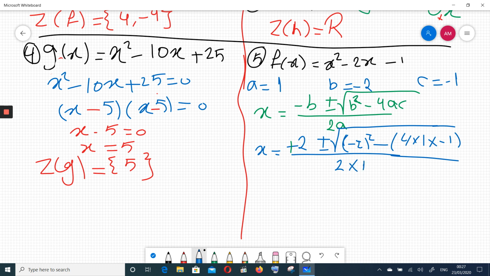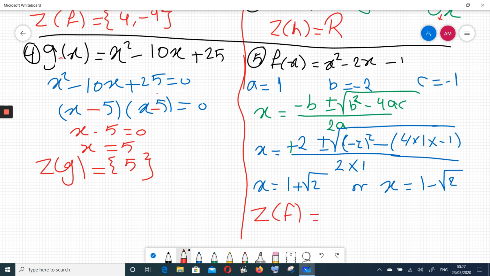Now pause your video and try to do it on your calculator to find the value of x. The first value is going to be x equals 1 plus square root of 2, and the second value is going to be x equals 1 minus square root of 2. The set of zeros of f is going to be the set of 1 plus square root of 2 and 1 minus square root of 2.